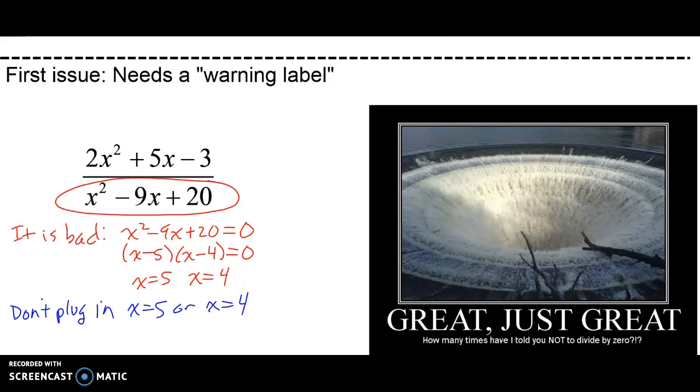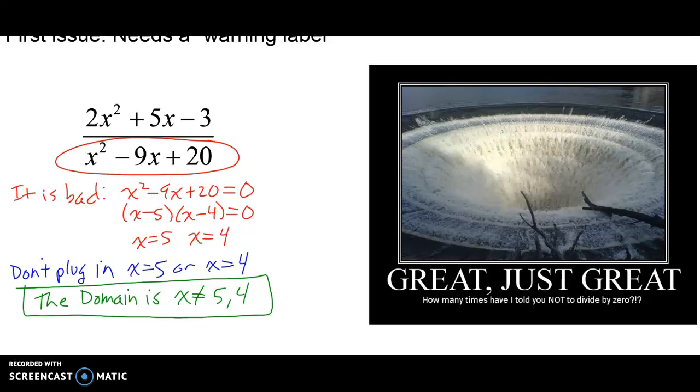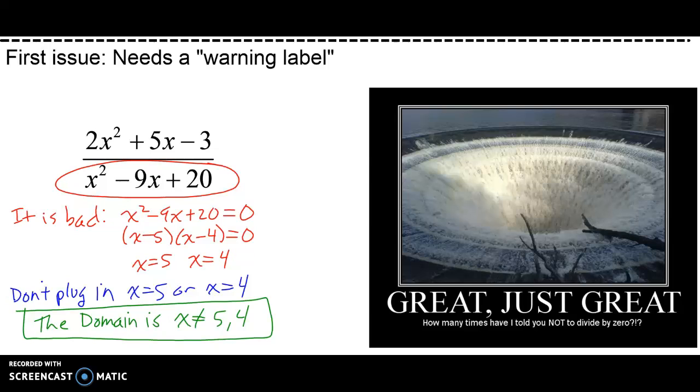And the way we say that mathematically is we say the domain is x not equal to 5 or 4. That's the mathematical way of saying you can plug anything in as long as it's not 5 and as long as it's not 4. The domain is everything except 5 and 4. So that's the first issue with these things. You've got to have a warning label on them as sort of a preliminary before you try to do anything else.